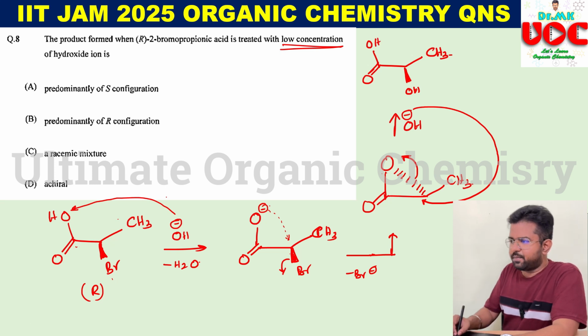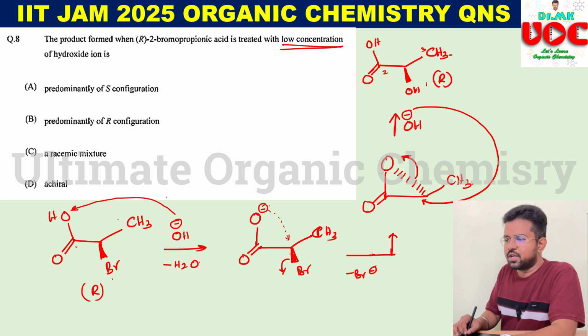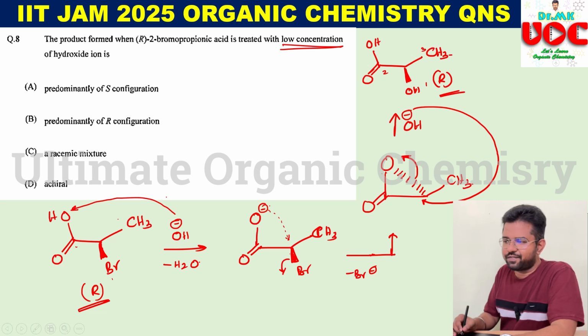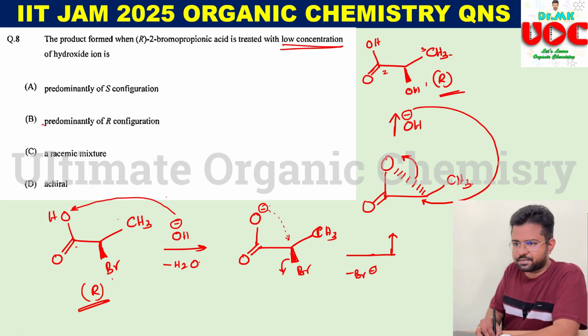Now if you look at the product configuration, this is 1, 2, 3, arranged in the clockwise direction. The product configuration is R. So the reactant is R configuration and the product is also R configuration, which means retention of configuration is taking place. The right answer is option B.